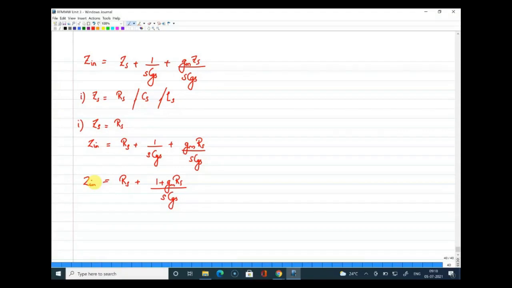Because the form is 1 by S into C, or if I rewrite it in this form, I can write this as 1 by SCGS divided by 1 plus GMRS. So this can be thought of as a capacitance. If I look at the input impedance, it is something like this: there is a resistance of value RS in series with the capacitance, the equivalent capacitance of the circuit. So this is what your input impedance now looks like.